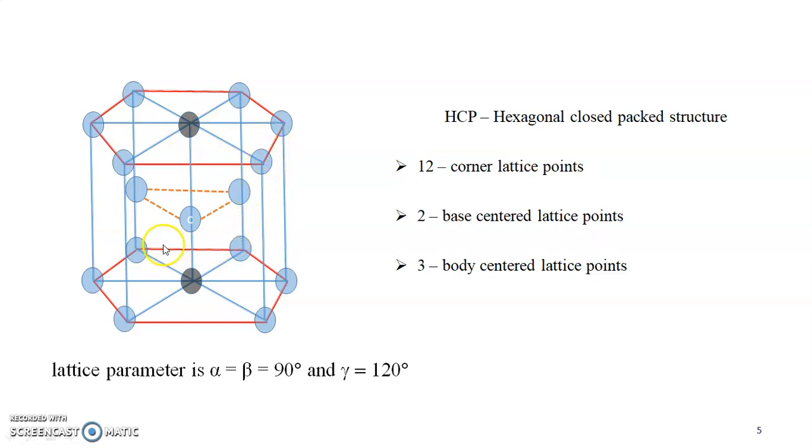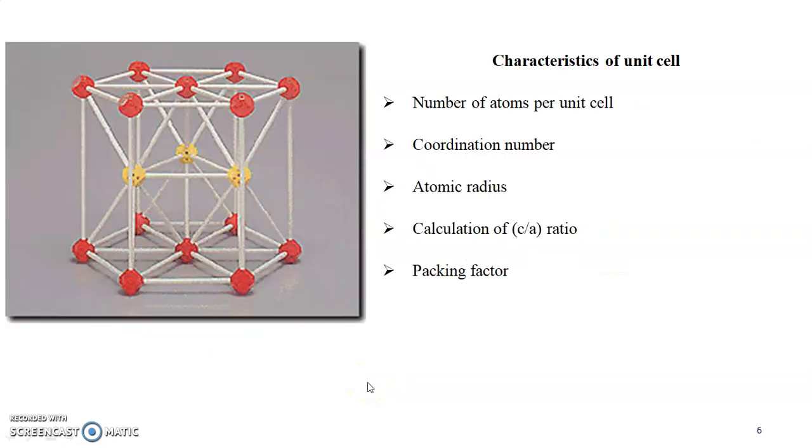Let us discuss the lattice points of the HCP unit cell. HCP unit cell has 6 corner lattice points in its bottom plane. It also has another 6 corner lattice points in its top plane. Moreover, it has 3 lattice points in its middle plane and 2 lattice points in end-centered position. Its lattice parameters are interfacial angles alpha and beta equal to 90 degrees, and gamma equal to 120 degrees.